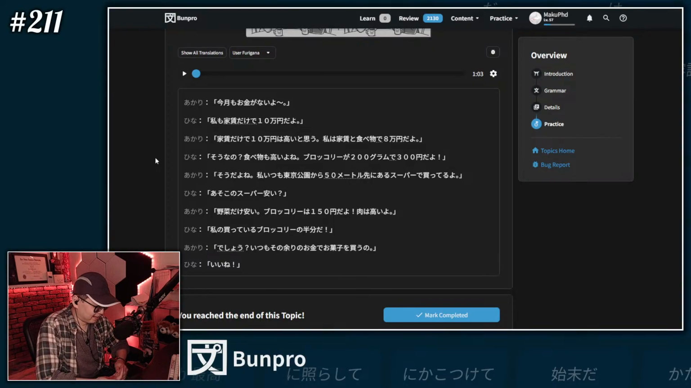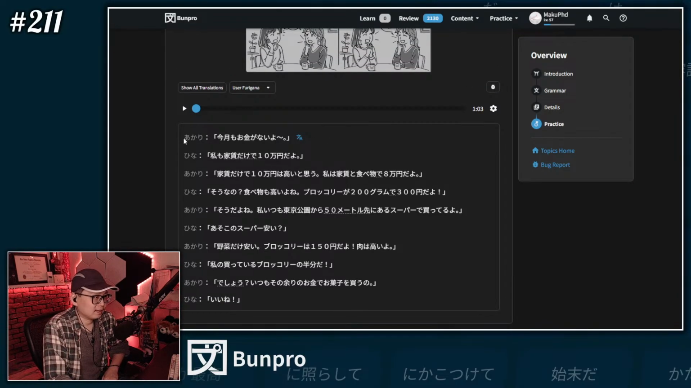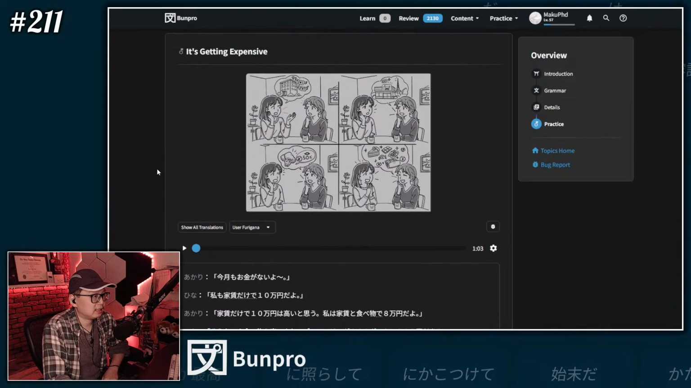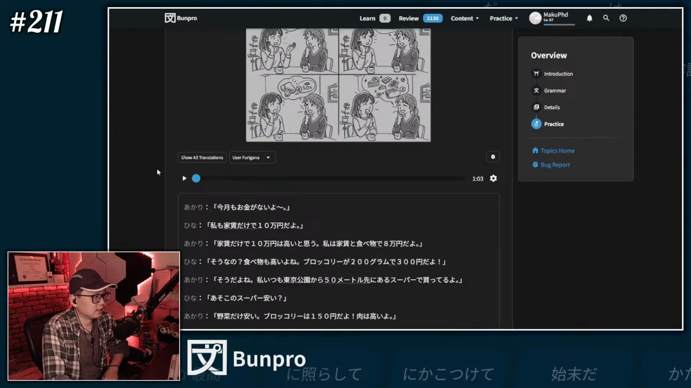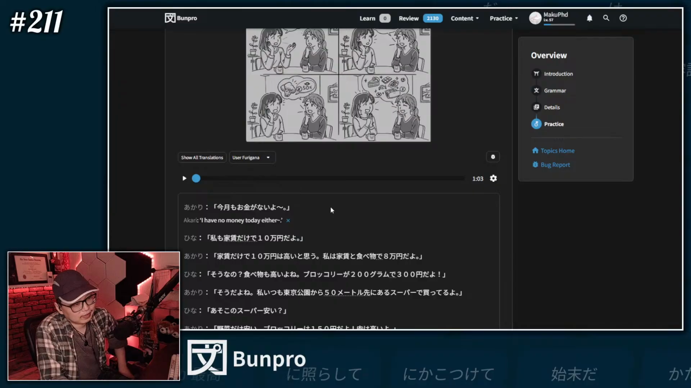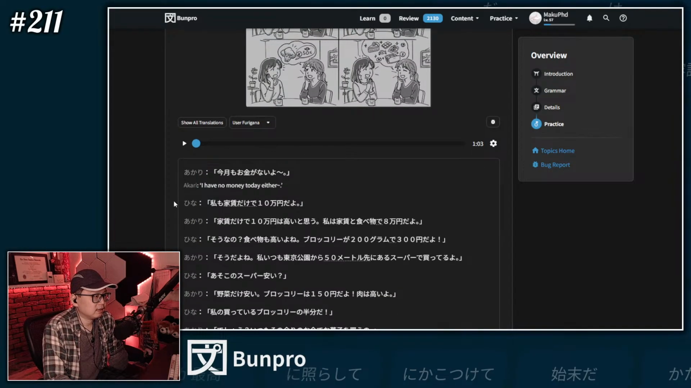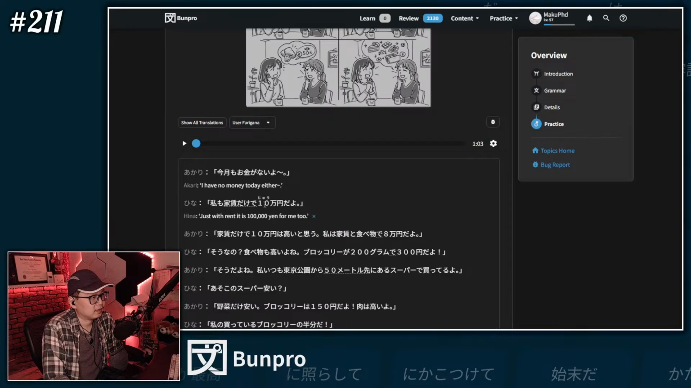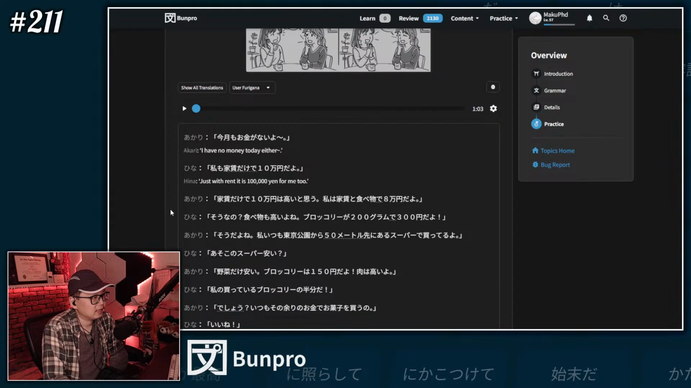Saving some money on groceries so they can buy snacks instead, or save some money to leave for snacks. All right, so Akari. So basically, this month I also don't have money. Right? So I have no money today. Don't have money today. It's like my rent is 10,000. 10,000 is a lot. Oh, sorry, 100,000 yen. That's 10 plus 10,000.